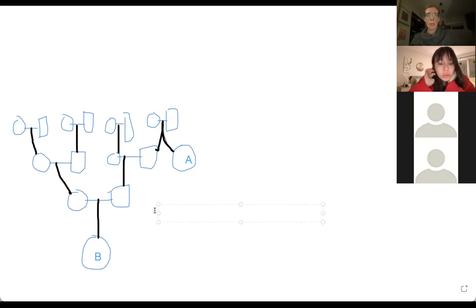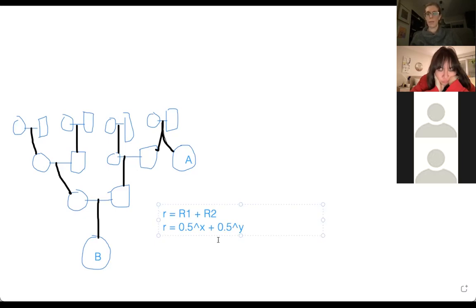Okay, so we're going to add up two things. R equals the sum of big R1 plus big R2. To get big R1, it's going to be 0.5 to the power of something, and then it's going to be 0.5 to the power of something. We've got two ancestors, so we've got these two numbers to add together.